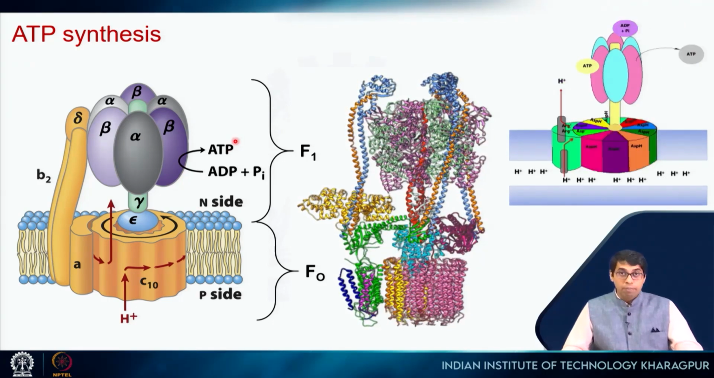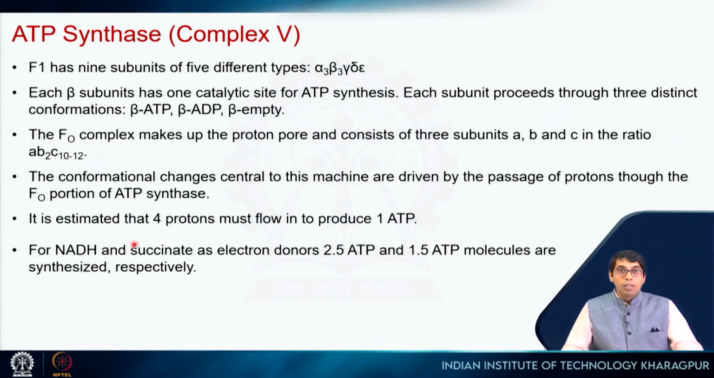So, now we can do some calculation. When 2 electrons are transferred from NADH to produce NAD plus, 10 protons flow out. 4 protons flow in to produce 1 ATP. So, 10 by 4 is 2.5. So, oxidation of NADH to NAD plus will result in the synthesis of 2.5 ATP molecules.